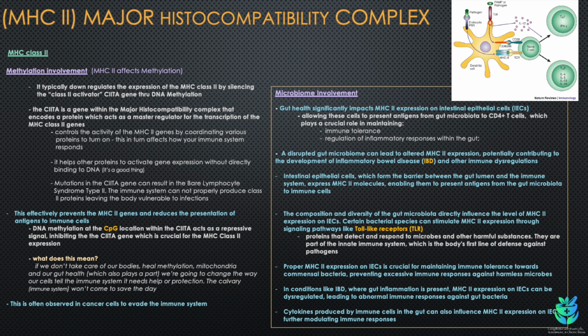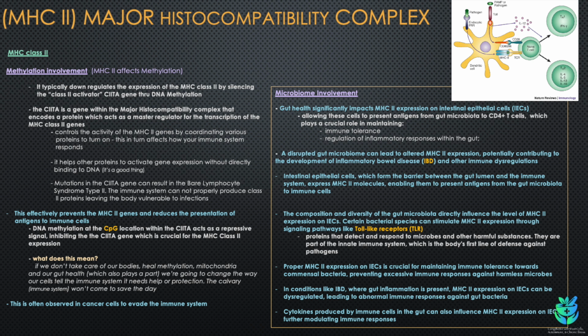This effectively prevents the MHC2 genes and reduces the presentation of the antigens to immune cells. DNA methylation of the CpG location within the CIITA acts as a repressive signal, inhibiting the CIITA gene, which is crucial for the MHC class II expression. So what does this mean? If we don't take care of our bodies, heal methylation, mitochondria, and our gut health, which also plays a part, we're going to change the way our cells tell the immune system it needs to help or protect us. The cavalry, aka the immune system, won't come to save the day if this is a problem.